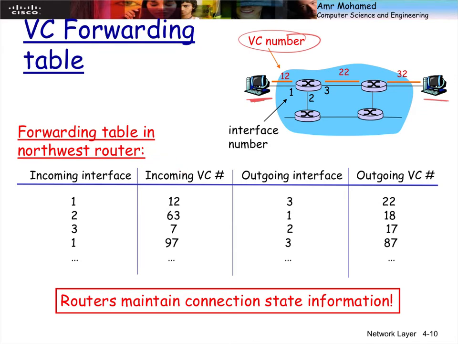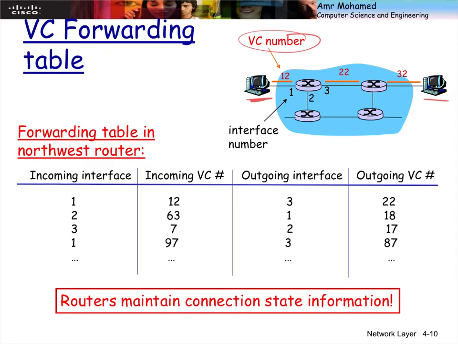So this will make the forwarding table in the router look like this. From the incoming interface, this virtual circuit number needs to be forwarded to that interface, and in the output interface, the virtual circuit number will change to 22 instead of 12.